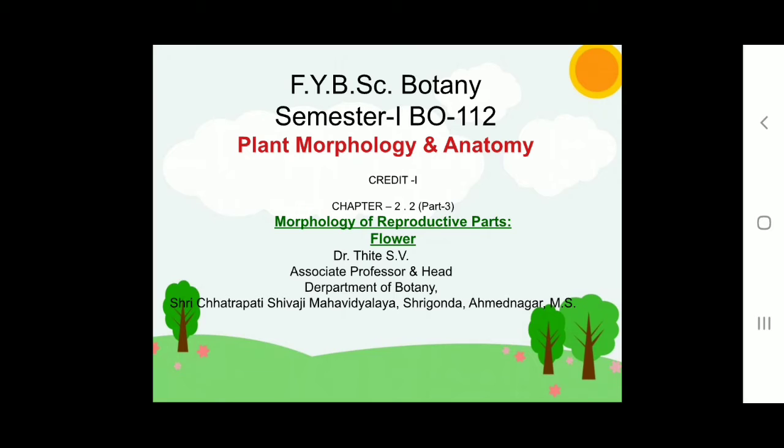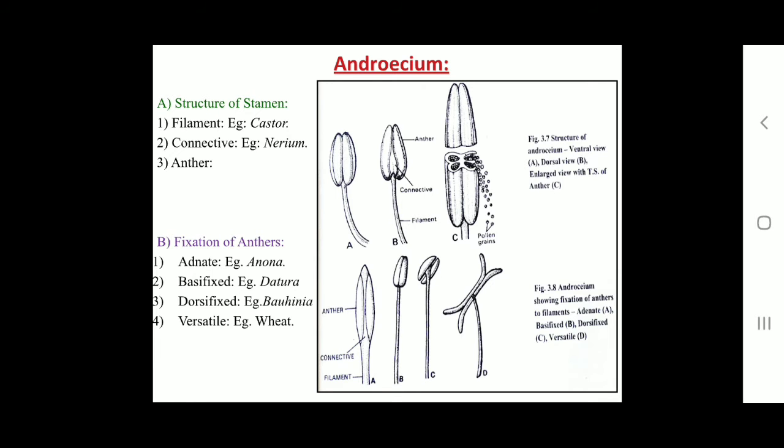Then we must know the structure of stamen. A typical stamen consists of three parts: filament, connective, and anthers. So first we see the first part, that is filament. It is the slender stalk of the stamen. It may be long or short. Sometimes the filament may be very short or even absent. The stamen without filament is called sessile. Generally, filament is simple, but rarely it is profusely branched. Example, castor.